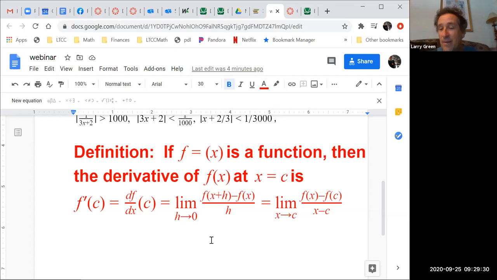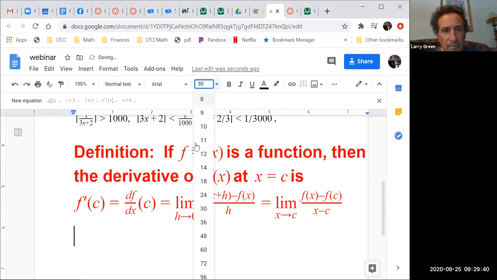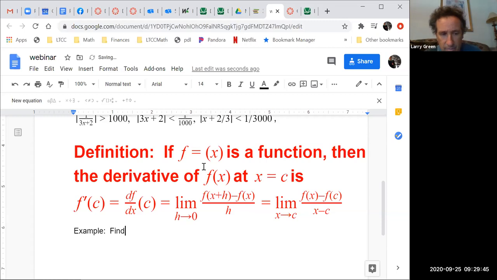Okay, it's probably a good idea to maybe do an example. So let's look at an example. Find the derivative of f of x equals, how about x minus x squared? Maybe even 3x minus x squared.